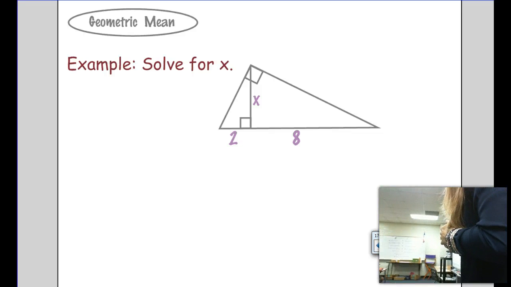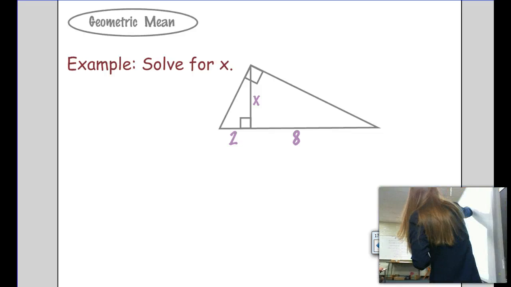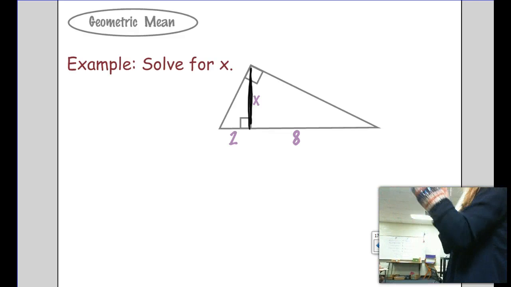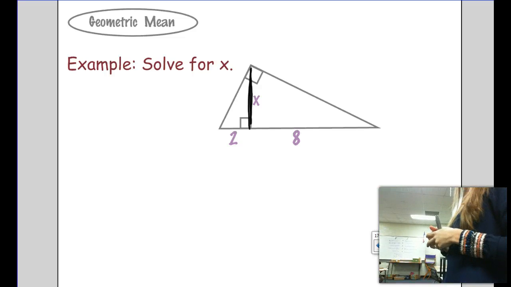All right, solve for X. The altitude is the geometric mean. So that's the one you write twice. And then 2 and 8, I don't care where you put them. So set up a proportion.